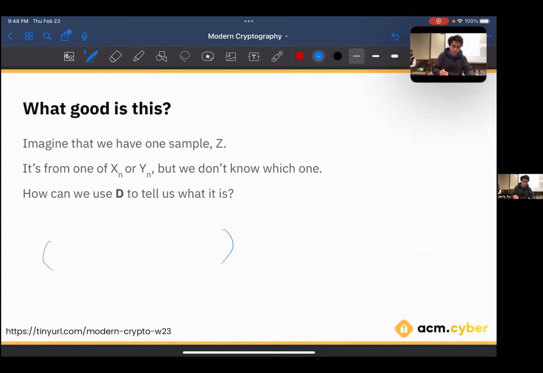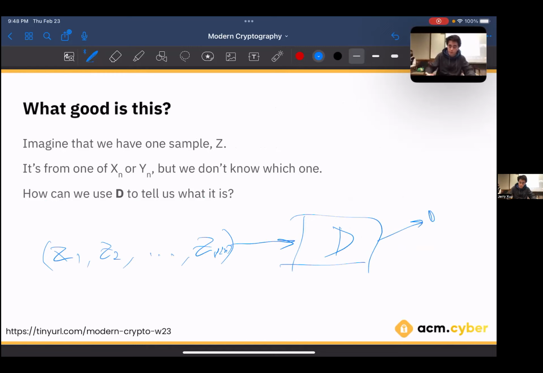And we have to feed it polynomially many samples, right? So we've got, I'll just call it Z1, Z2, up through Z of p(n). And we're going to feed that into our distinguisher. And it's going to say 1 if it thinks that these are from X of n, and it's going to say 0 if it thinks these are from Y of n, right? So how could we use D to tell us what a single sample is? Any ideas? Think of the hybrids we just made.